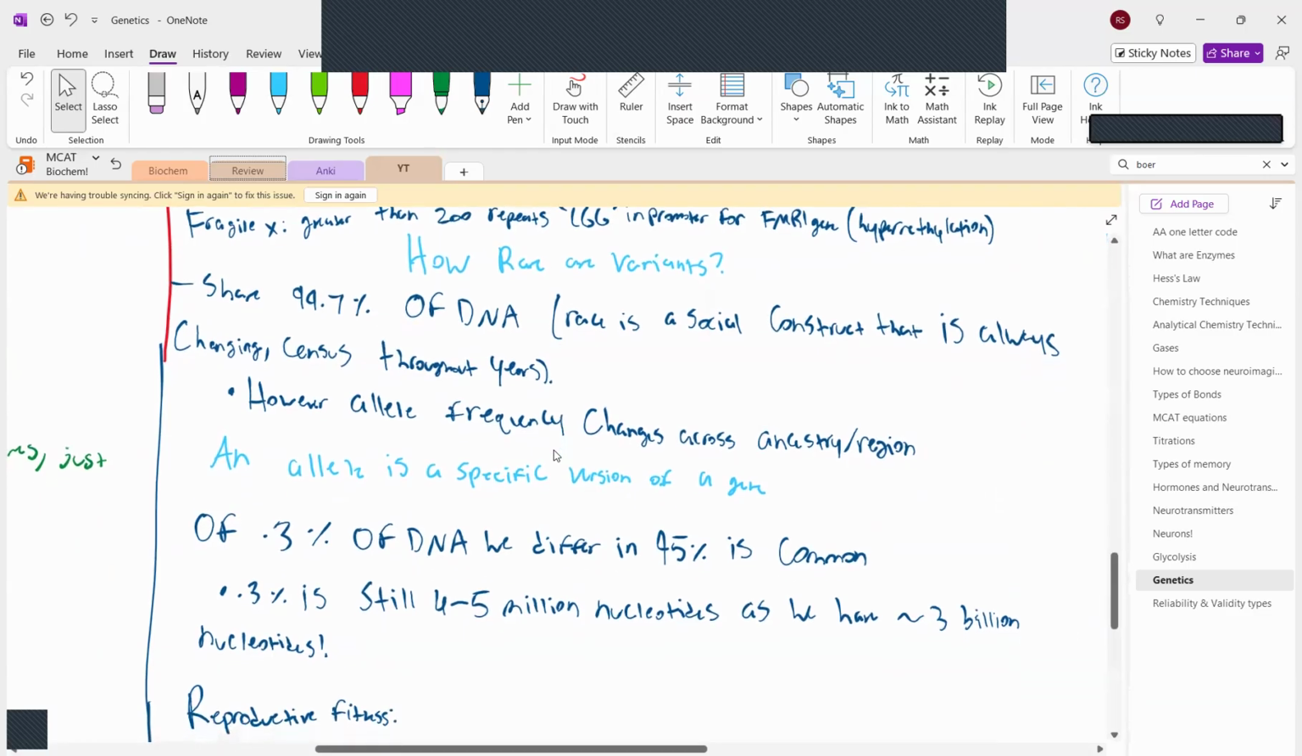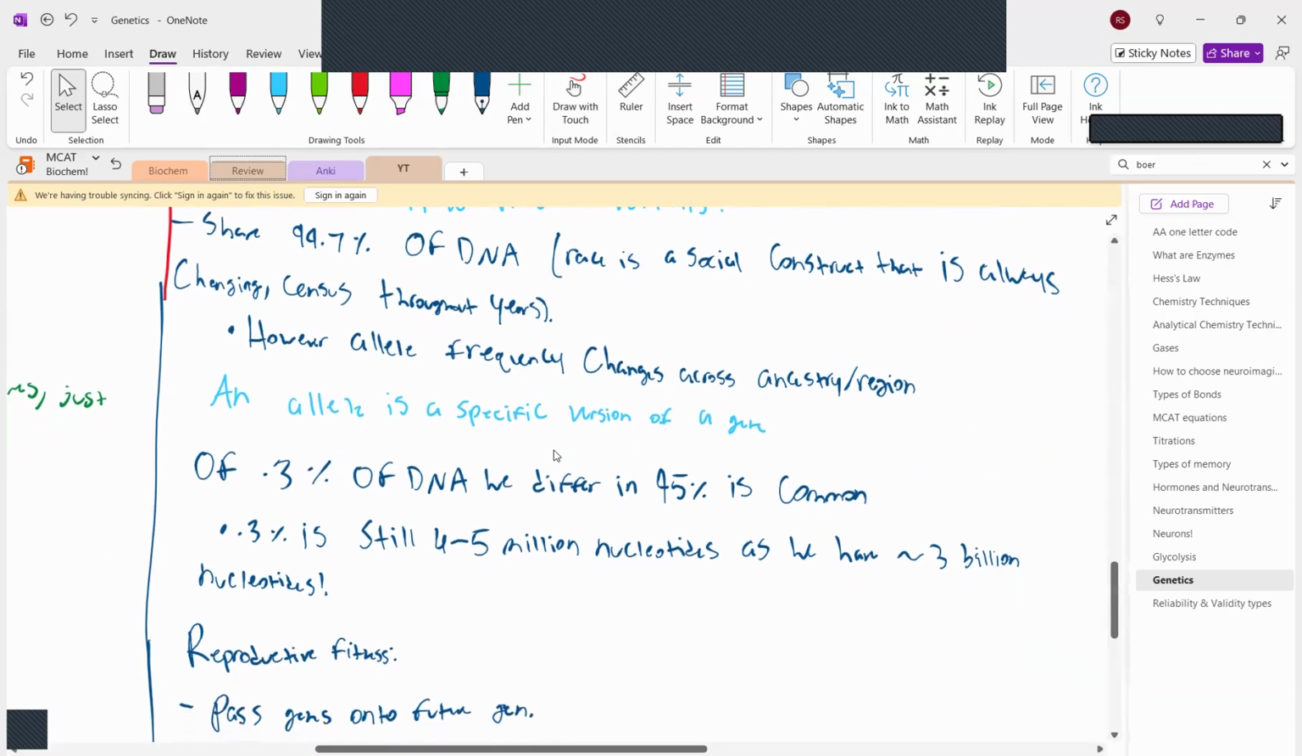However, the allele frequency does change across ancestry. There's actually the most diversity in Africa, because that's where humans originated, compared to after you spread out from Africa, like to the US or North America.